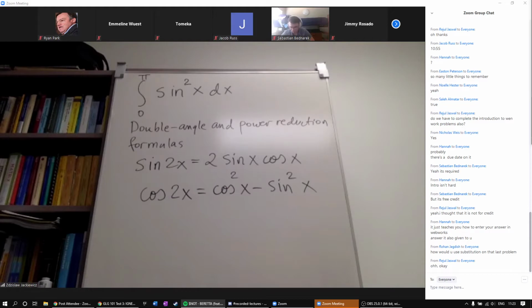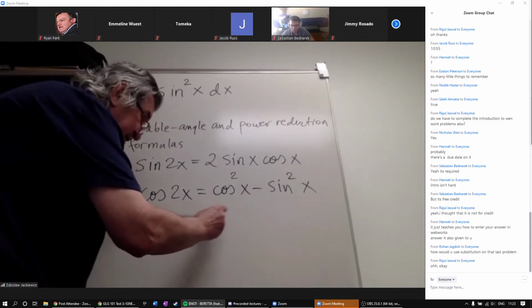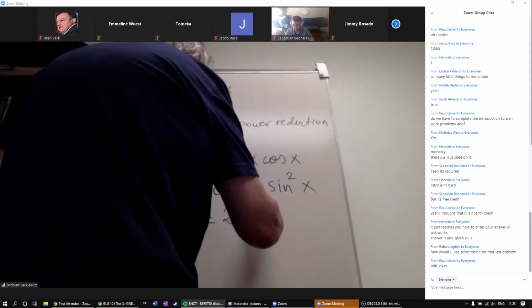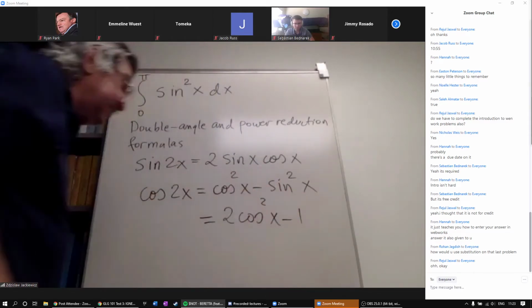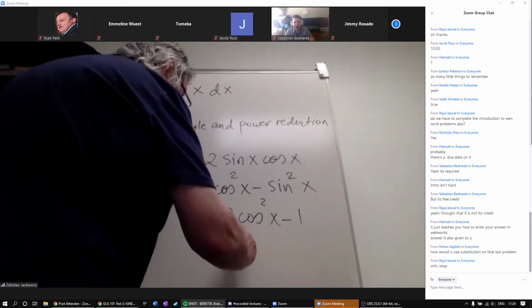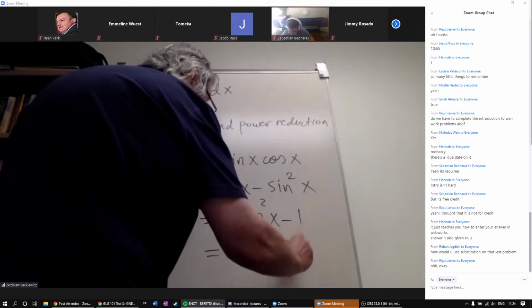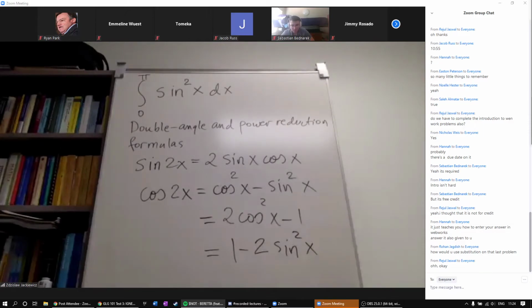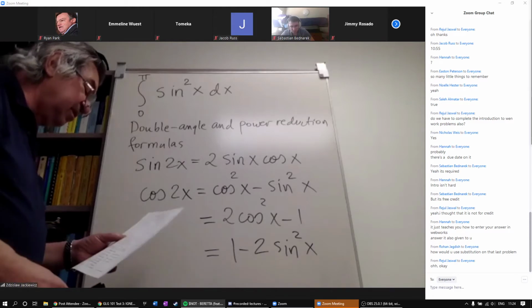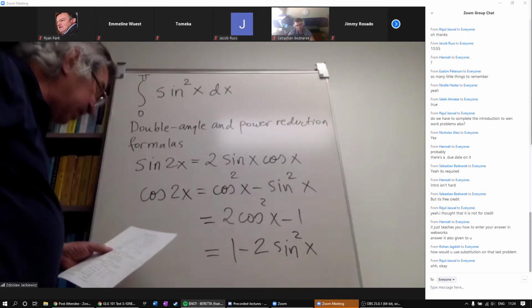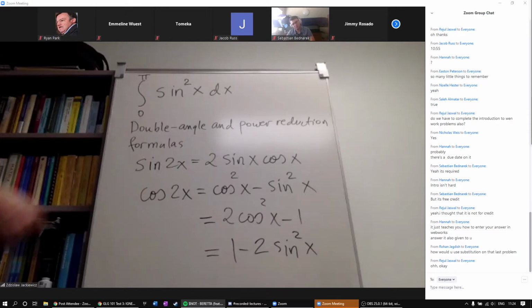For cosine 2x, we have three variants. Another one is 2 cosine squared x minus 1. That's another one. Or still another one, 1 minus 2 sine squared x. So those are the double angle formulas for sine and cosine. You also have a double angle formula for tangent. I will not write it here, but tangent 2x is 2 tangent x divided by 1 minus tangent squared x. But those are the most often used.